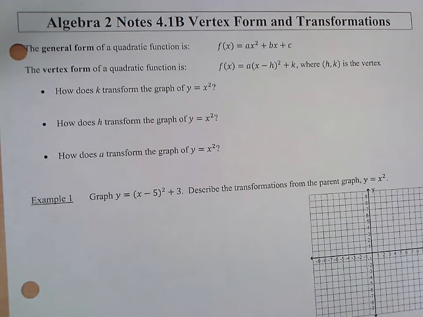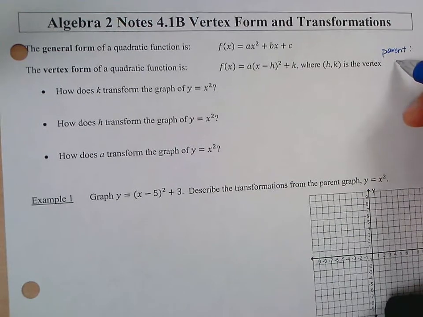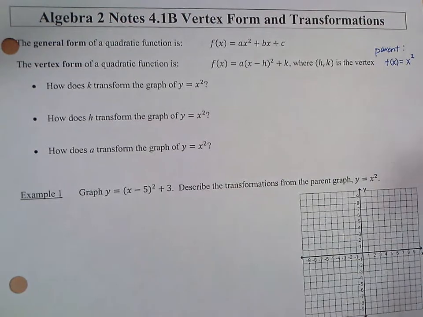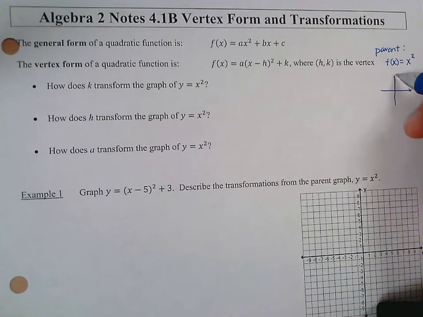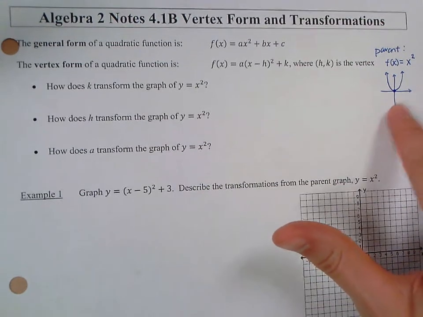I'm just going to grab a couple of highlighters here. They all perform some sort of transformation on the parent graph. The parent graph for a quadratic function is just f of x equals x squared. So x squared is the simplest quadratic function there is, and that is a parabola that has a vertex of 0, 0. Okay, so that's the parent graph. So a, h, and k, those three values all perform some sort of transformation on that parent graph. All quadratic functions stem from, or are transformed from, this.